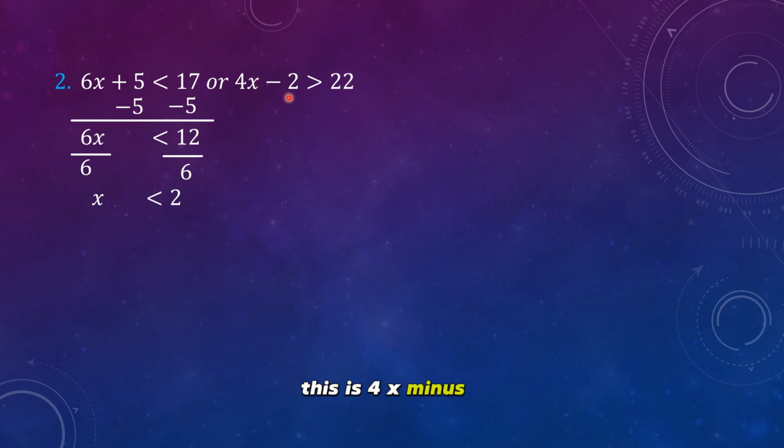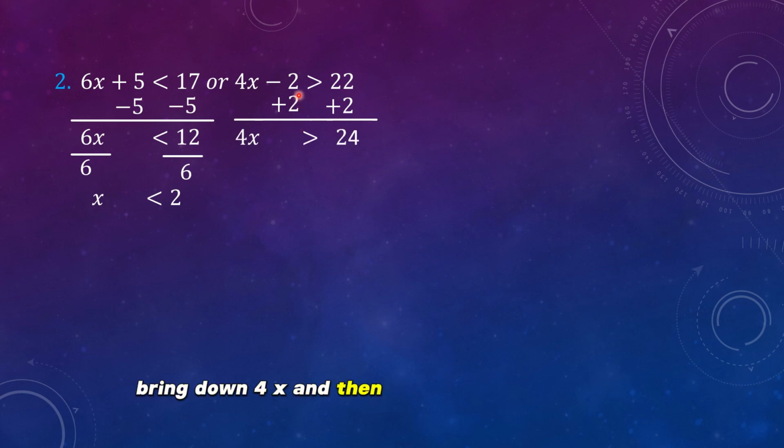This is 4x minus 2. The inverse operation of subtraction is addition. So we are going to add 2 to both sides of the inequality. Bring down 4x, and then negative 2 plus 2 is 0. Let us not write 0 anymore. It is greater than 22 plus 2, which is 24. This is 4x, or 4 times x. The inverse operation of multiplication is division.